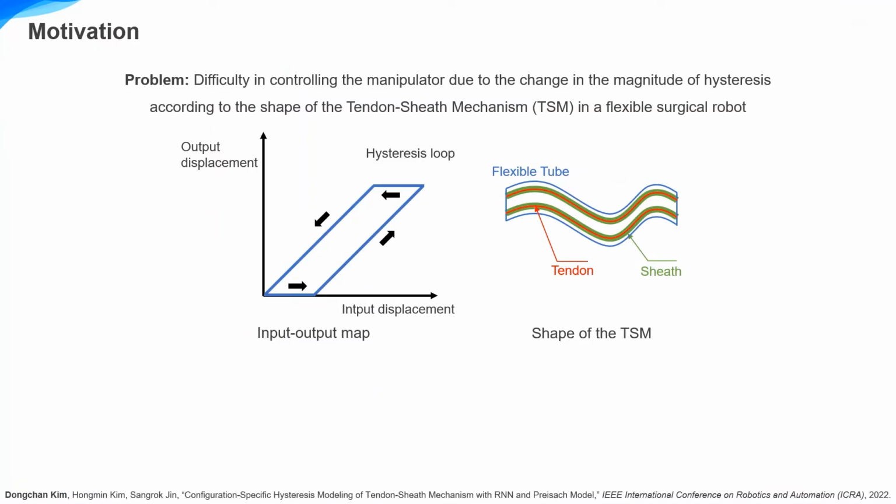The tendon sheath mechanism is used for manipulator control in most flexible surgical robots. Due to the change in the magnitude of hysteresis for displacement transmission according to the shape of the TSM, it is difficult to accurately control the motion of the manipulator.